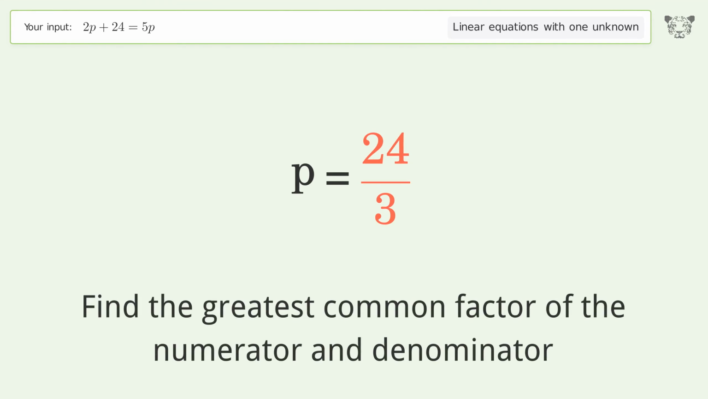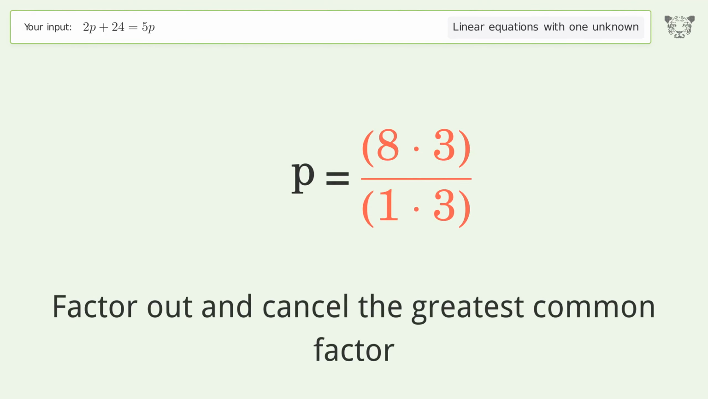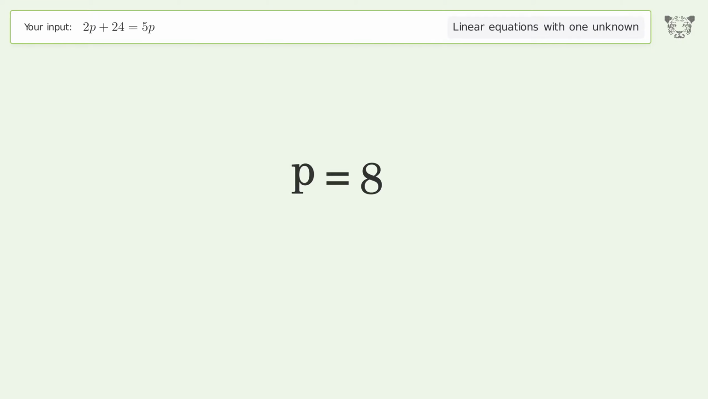Find the greatest common factor of the numerator and denominator. Factor out and cancel the greatest common factor. And so the final result is p equals 8.